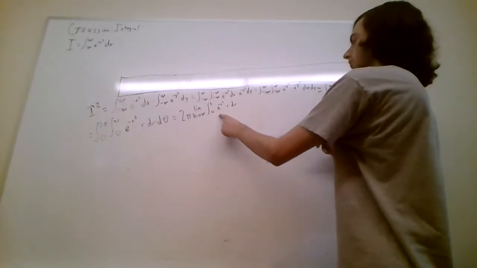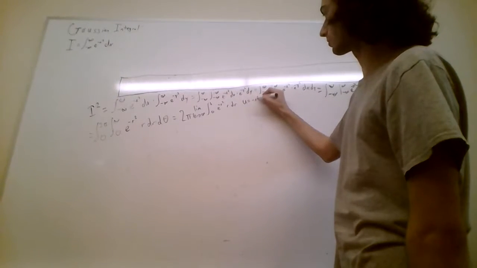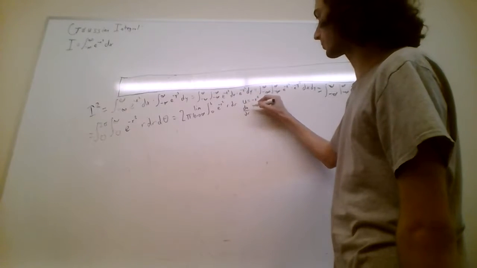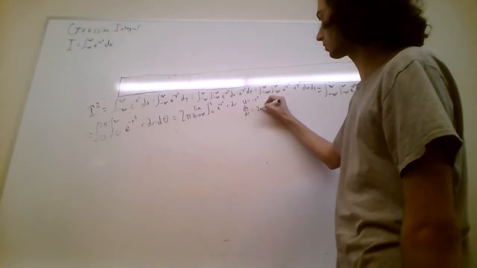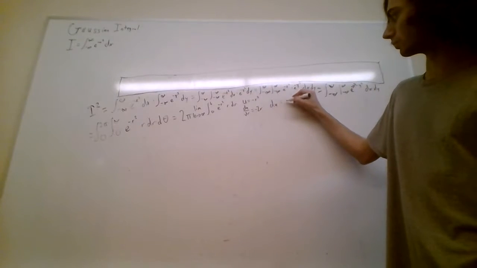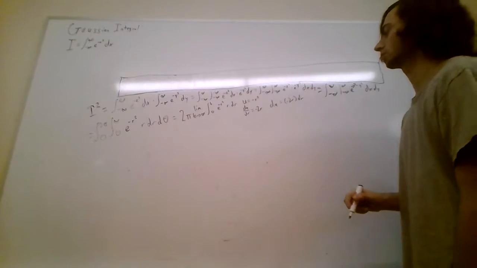Okay, next thing I'm going to do is a substitution where u is equal to negative r squared. du dr, if we take the first derivative with respect to r, is going to be equal to negative 2r. So if we split that up, that's going to be du equal to negative 2r dr.